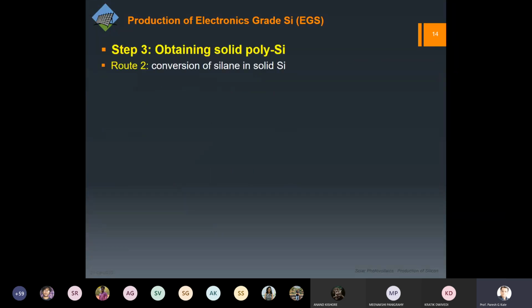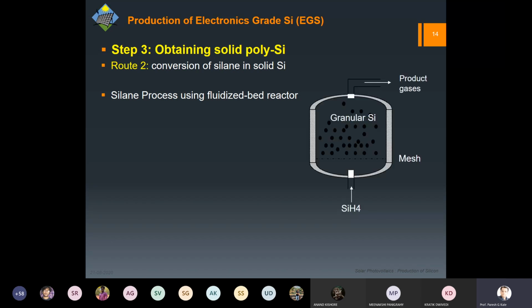We can have another route, and that is, you remember, we obtained two gases. The earlier process, the Siemens reactor, works on trichlorosilane. There was another gas, which was silane, SiH4. So we can use this silane for solidification of silicon. And this process is called FBR, or fluidized bed reactor. Here I will show you the diagram and you will understand it better.